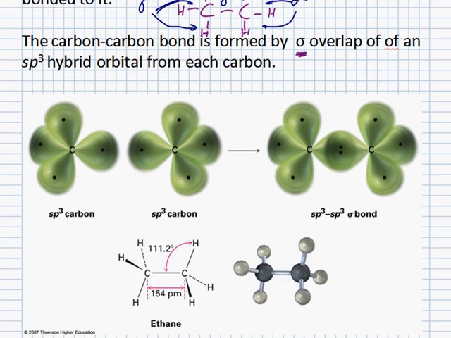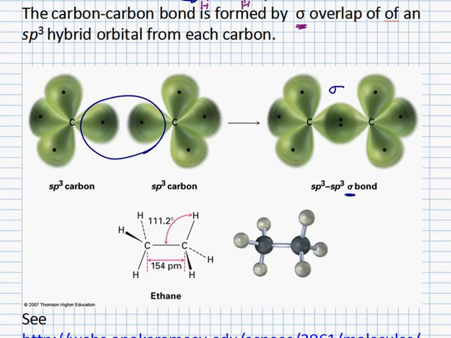So this is how those 2 carbons sort of join together. You have 2 sp3 carbons. One of the sp3 hybrid orbitals from each of the carbons overlaps to form the sigma bond. There it is right there, between the 2 carbons.